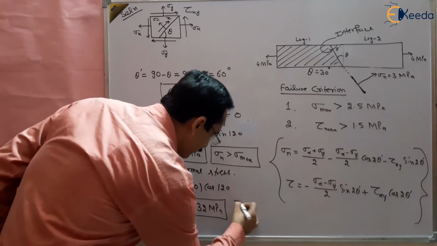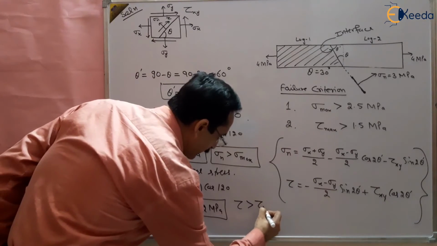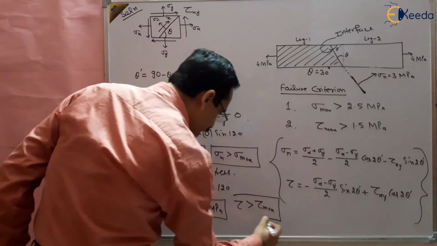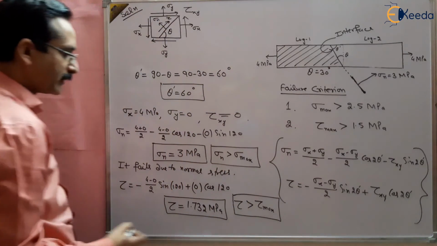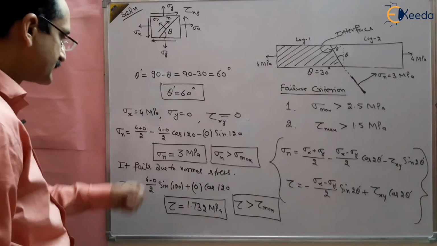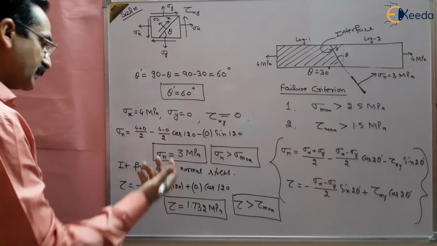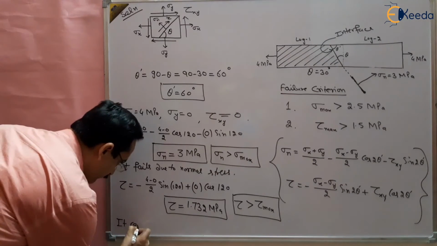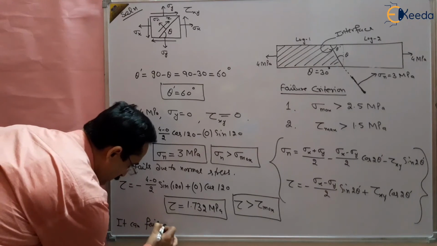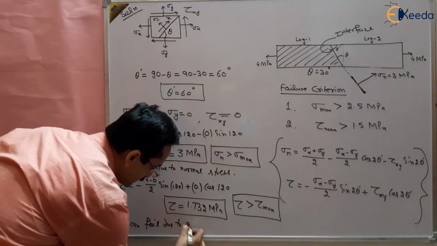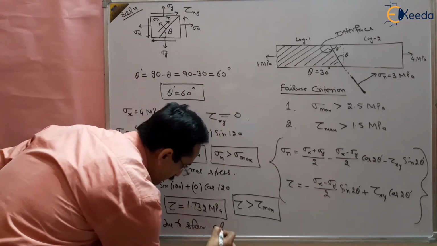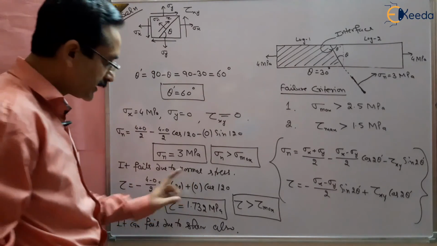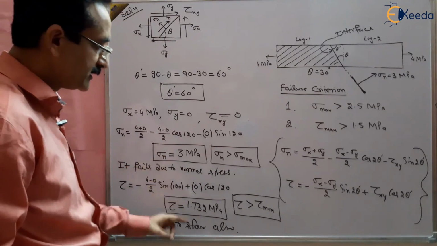So again, tau is greater than tau max, because tau max was 1.5 megapascal. So here again this exceeds, so it can fail due to shear also. So it fails due to normal stresses as well as due to shear stresses.